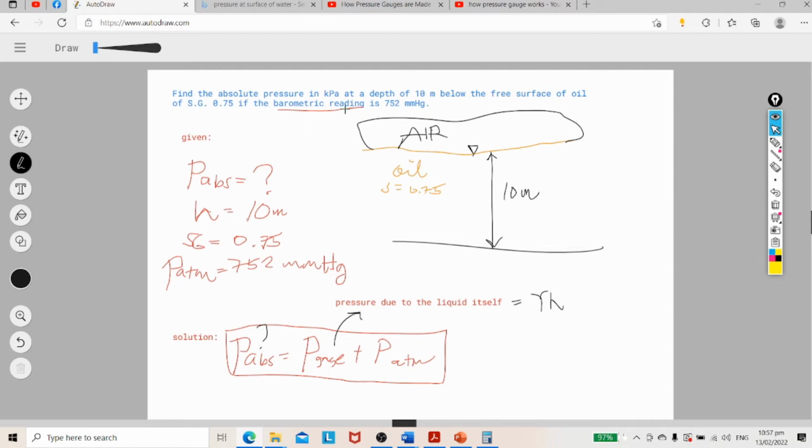Minsan kapag meron na tayong barometric reading, so minsan nasasama na siya sa atmospheric pressure. So itong airspace na to nag-a-accumulate or dumadagdag siya sa pressure na nararamdaman ng point na ito, kasi dito kinuha yung barometric reading, 'di ba? 10 meter below. So kumbaga, the P atmospheric is from the word itself, it came from the pressure due to the atmosphere. Tapos itong P gauge naman na yung alone dito sa color orange or oil. Okay? So, the airspace plus the liquid, yun yung ating absolute pressure.